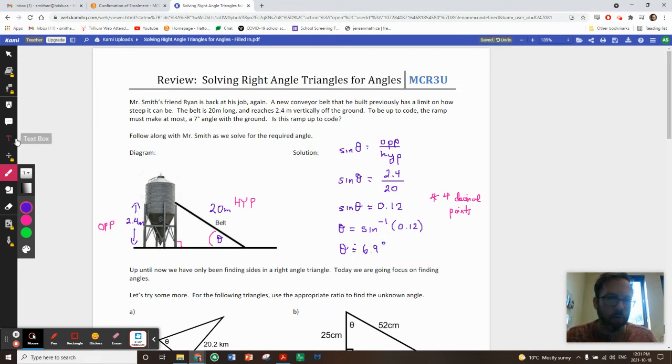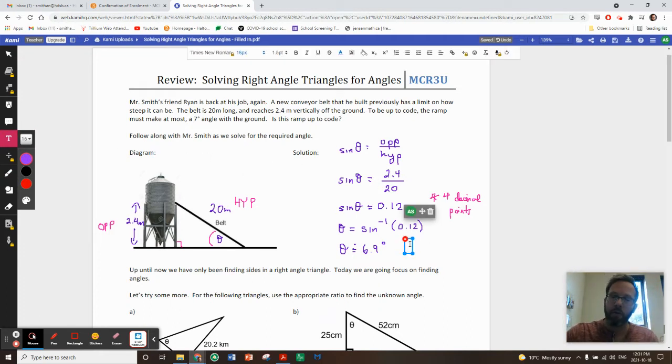And so what we have shown is that the angle is actually less than 7 degrees. It's not too steep. It's up to code. I'll just put a little concluding statement in here. Ramp is up to code. Right.